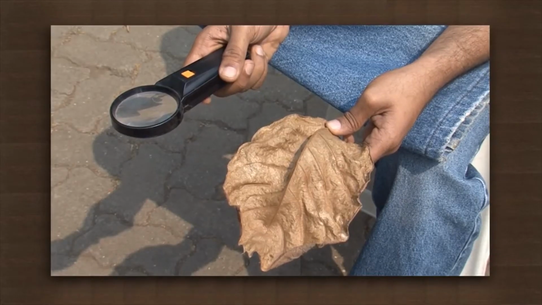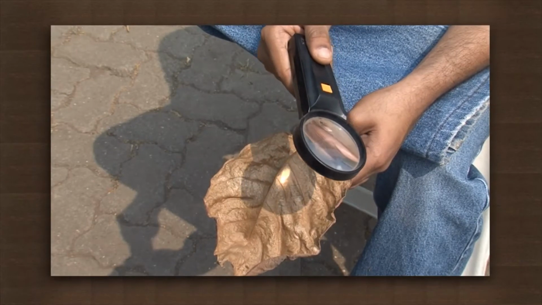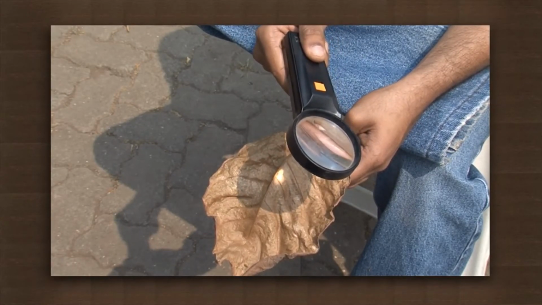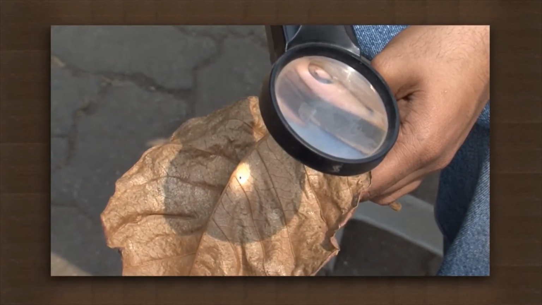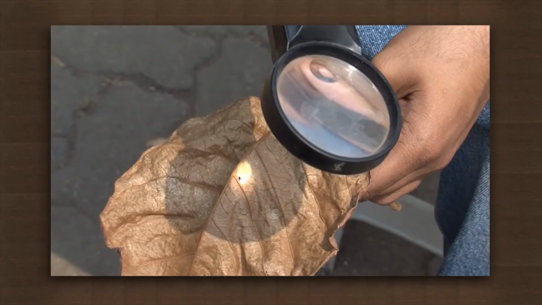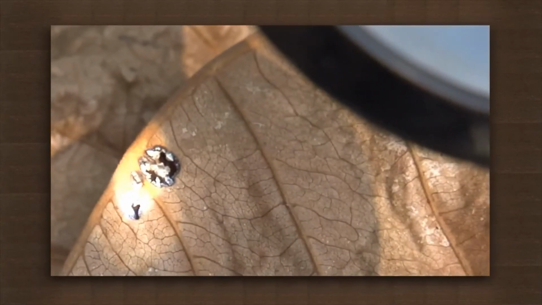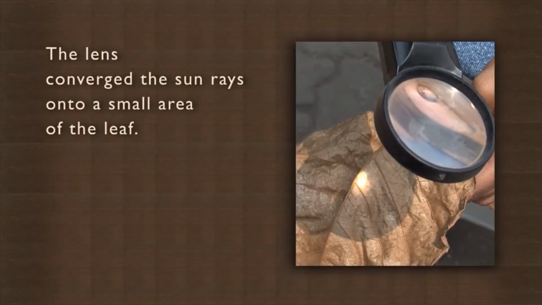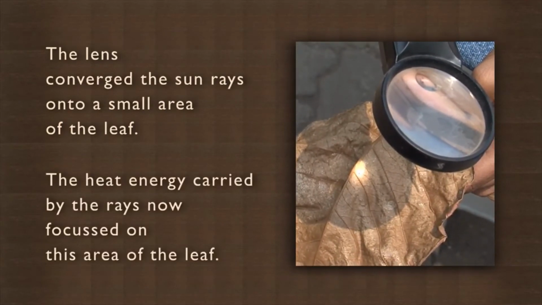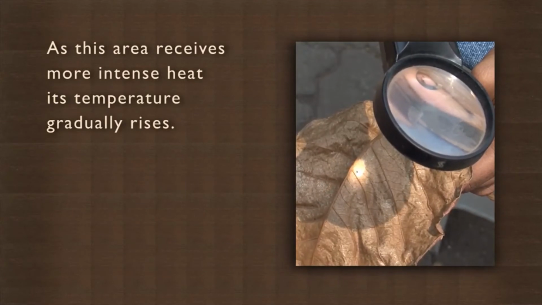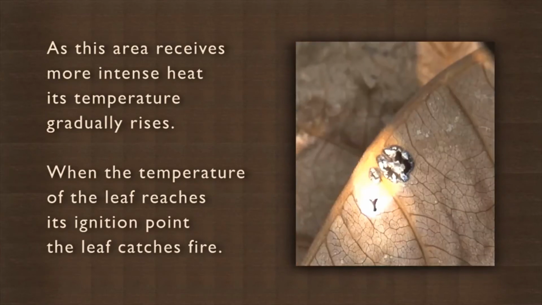Let us focus sun rays on a dried leaf using a convex lens and see what happens. Hold the leaf such that the sunlight directly falls on it. Now hold the magnifying lens above the leaf. You will see that there is a bright spot on the leaf, which is the beam of sunlight focused by the lens. Observe what happens to the leaf. The leaf starts burning. Why did the leaf catch fire? The lens converged the sun rays onto a small area of the leaf. The heat energy carried by the rays is now focused on this area of the leaf. As this area receives more intense heat, its temperature gradually rises. When the temperature of the leaf reaches its ignition point, the leaf catches fire.